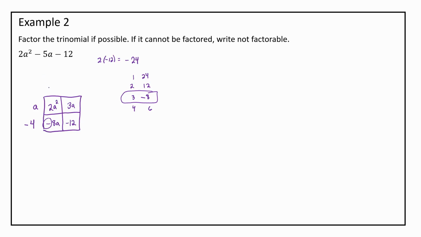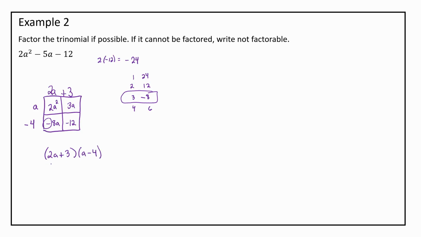Otherwise, I'm going to leave out the negative completely. So this is going to be a 2a that they have in common. This is going to be a 3, and it's not negative because 3a is positive. The top is positive. So this is going to be 2a plus 3, and then times a minus 4.